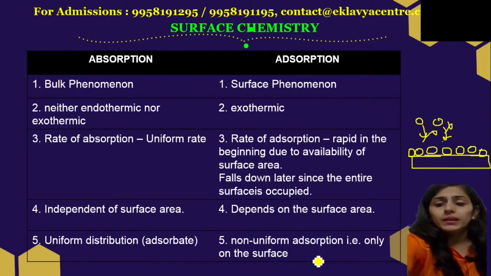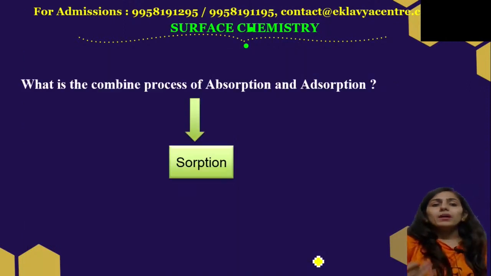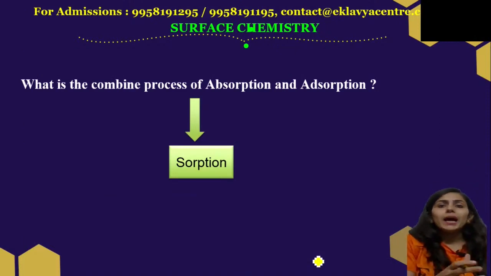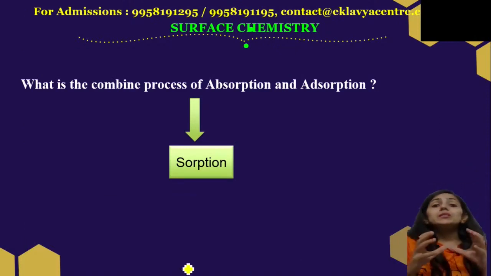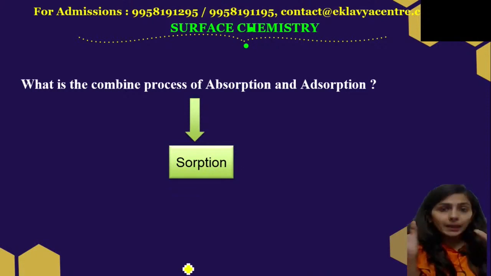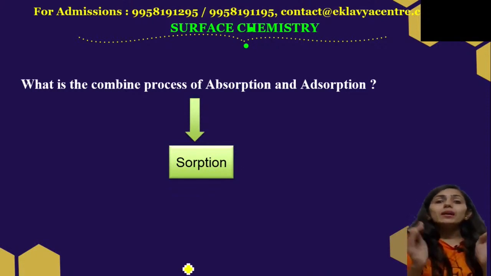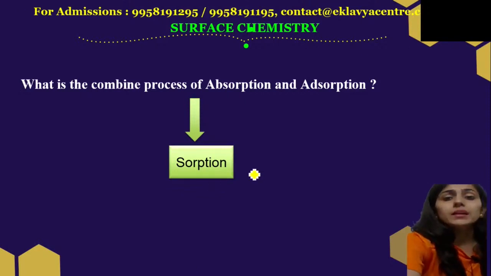Very simple. Next, what is the combining process of absorption and adsorption? This is called sorption. When absorption and adsorption, these two processes, occur simultaneously, it's called sorption.